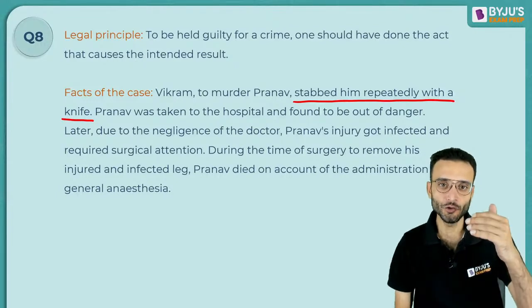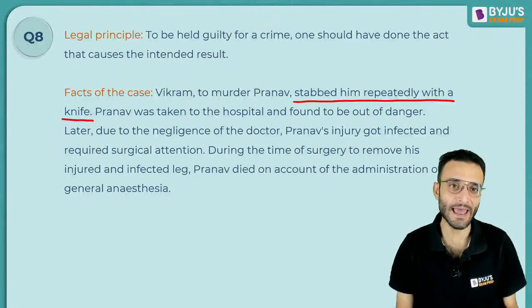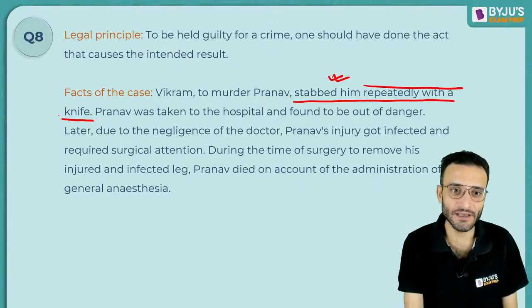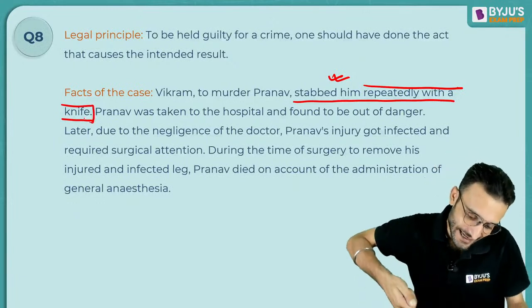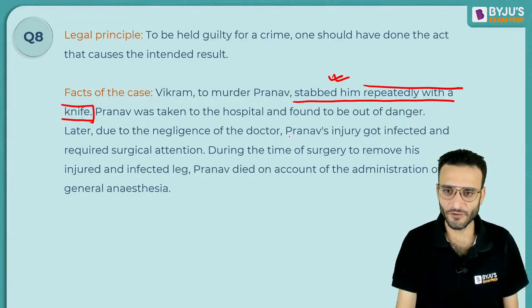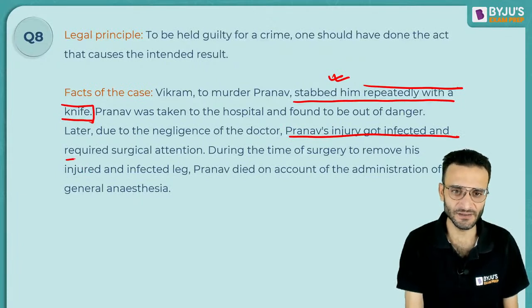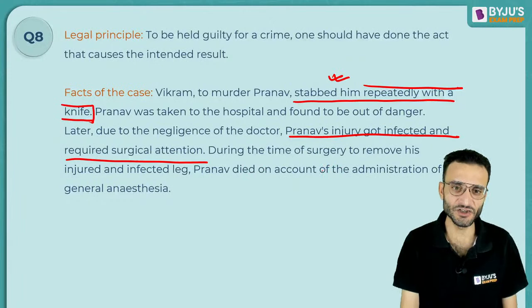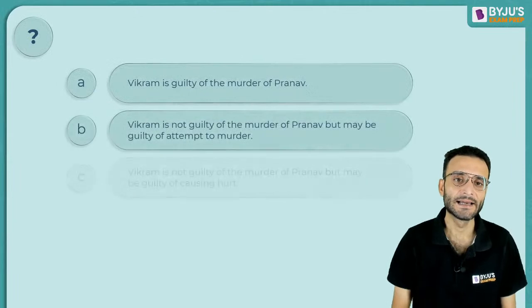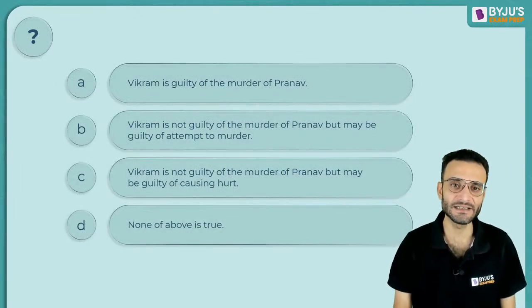So, to be held guilty for a crime, one should have done the act with the intended result. Now, suppose you are stabbing someone repeatedly with a knife, what is your intention? Now, Pranav was injured, and during certain surgical attention to remove that injured or infected leg, owing to some administration of general anesthesia, he died. The question is, is Vikram guilty of murder or is Vikram not guilty of murder?